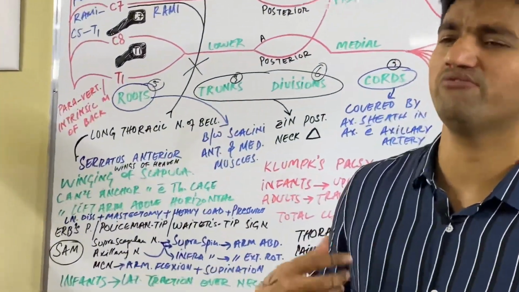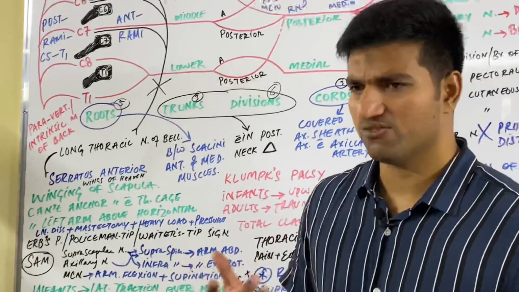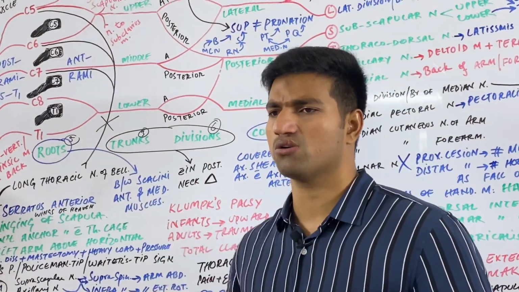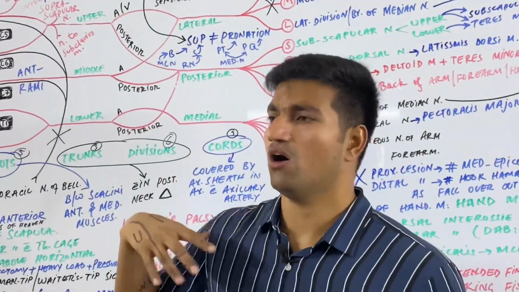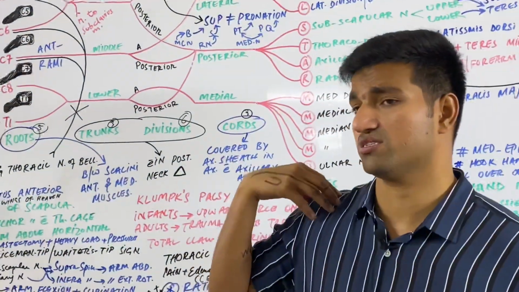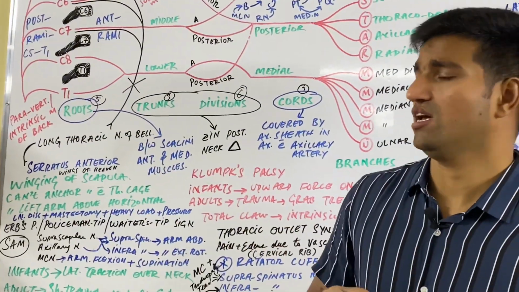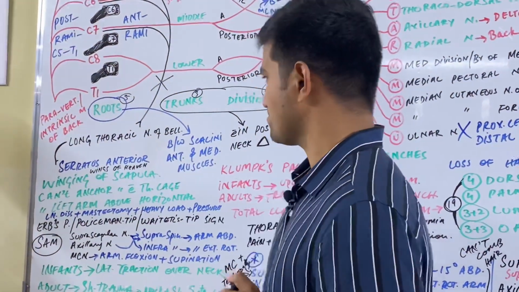Maybe if we do lymph node dissection, or maybe we do mastectomy, or any kind of surgery which disturbs our long thoracic nerve, or we put heavy pressure on our shoulders, or maybe we lift a heavy load on our shoulders. It may disturb or damage our long thoracic nerve, which will lead to winging of scapula.